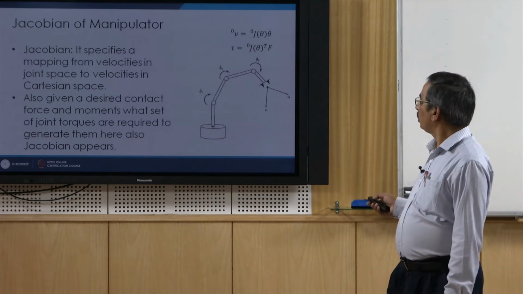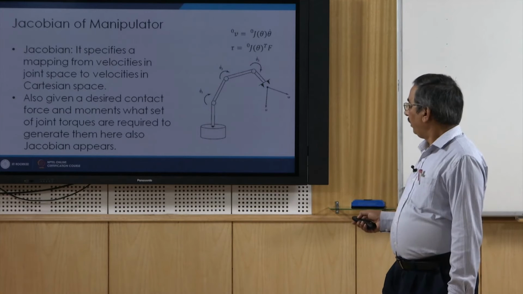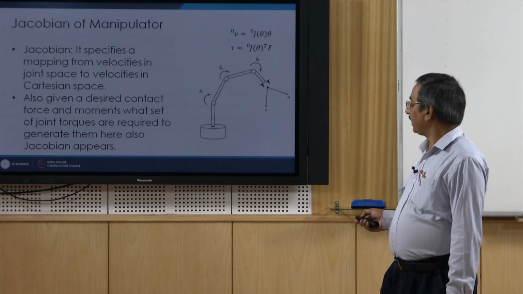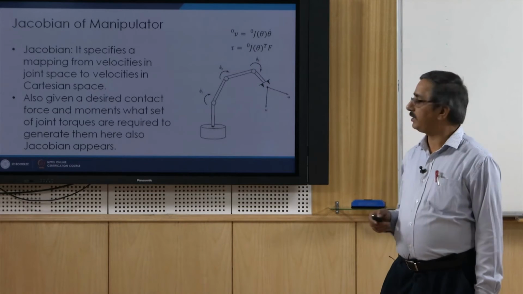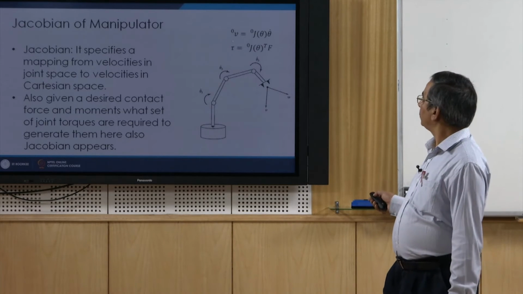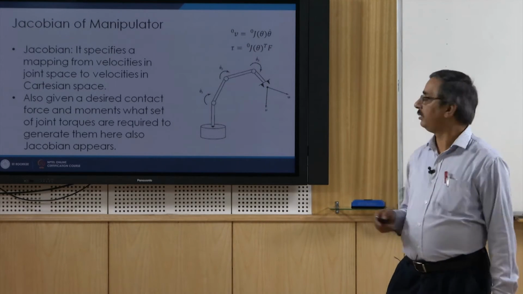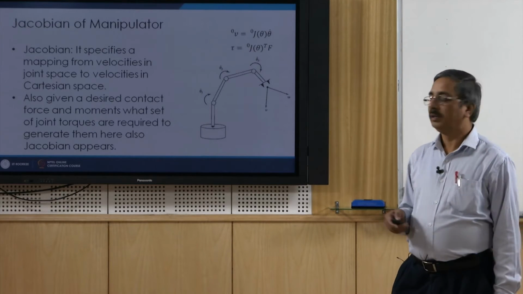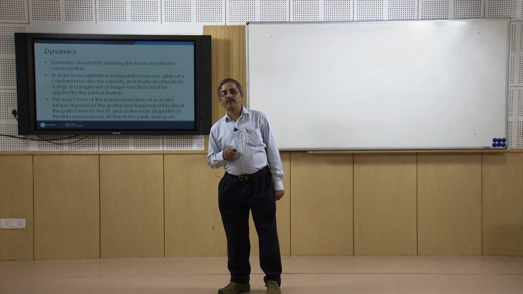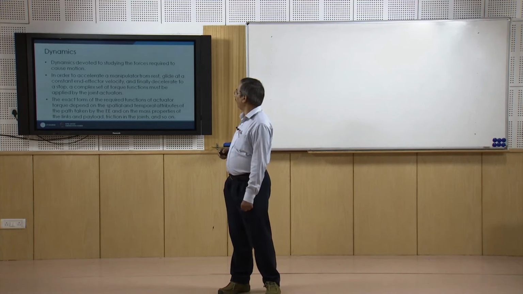Here we will also see that for a given desired contact force and moment, what set of joint torques are required. If we are interested in knowing that, then this Jacobian also comes into the picture. And that relationship is tau is equal to J transpose into F. So, this is how this comes into the picture. Now comes the actual point, that is the dynamics of the manipulator which we are interested in.